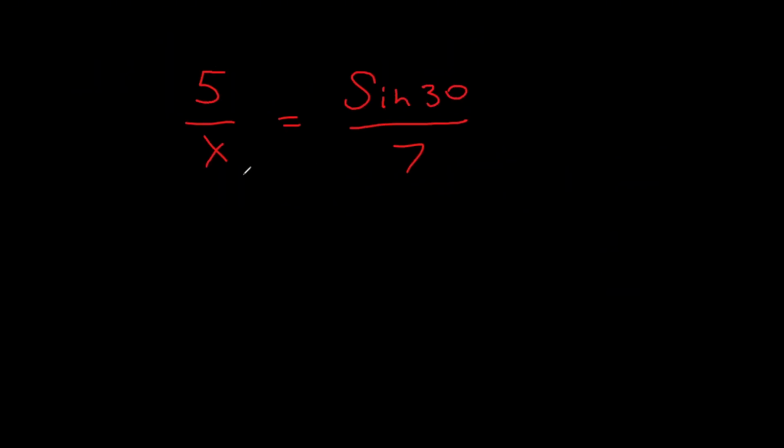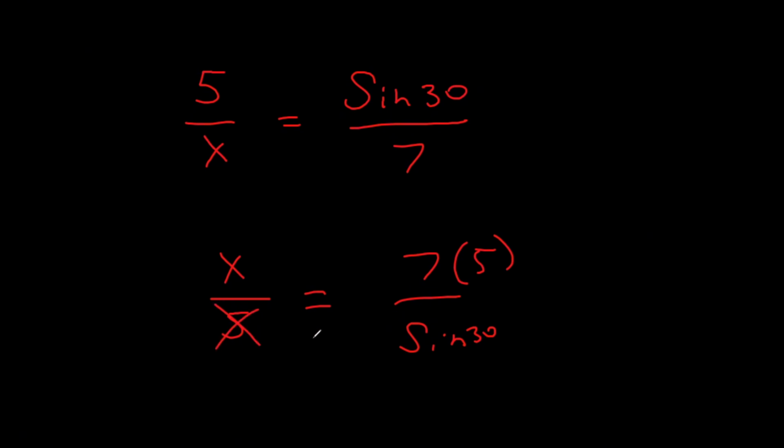In this situation, we want to get x in the top left-hand corner because that's where we want it to end up when we're solving for x. So we can flip the equation like this. Then, to get rid of the 5, we can multiply it diagonally. And we end up with 35 over sine 30. Now we can use our calculator, and I get 70.